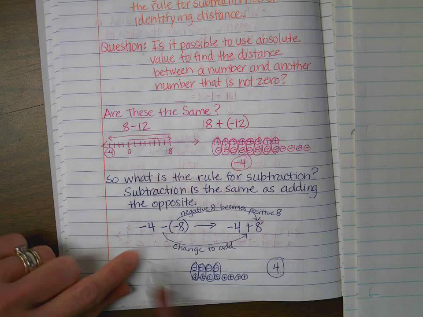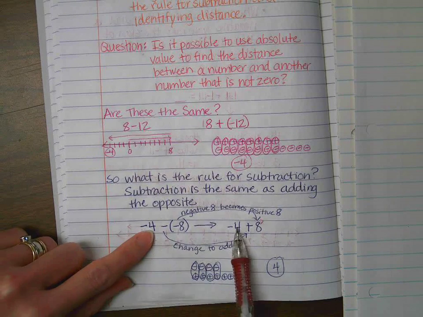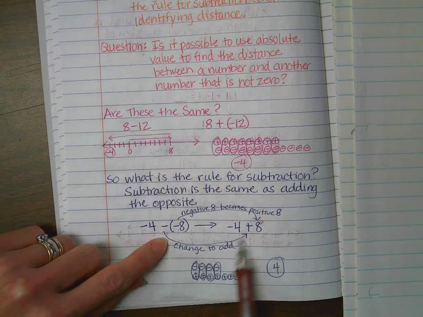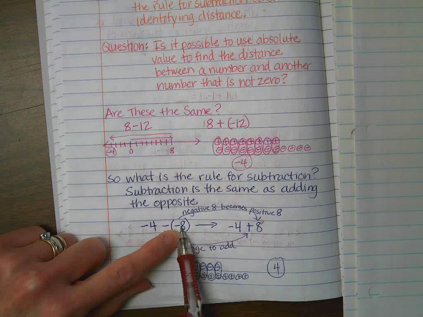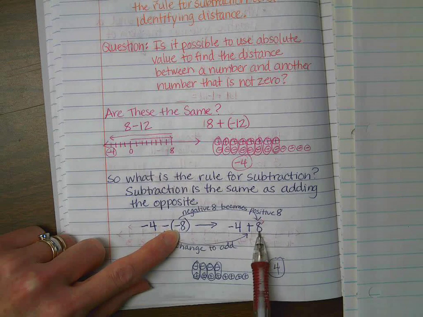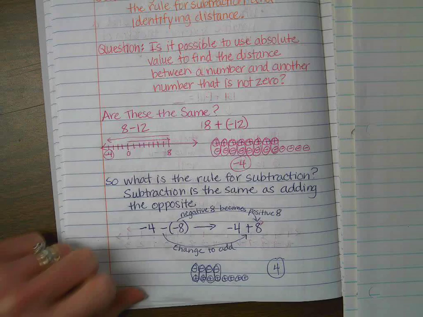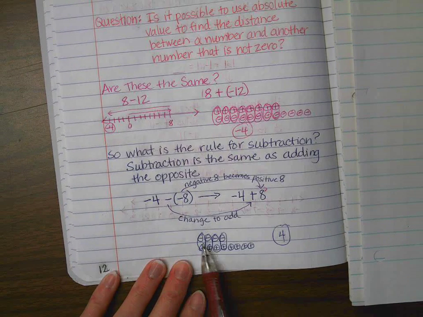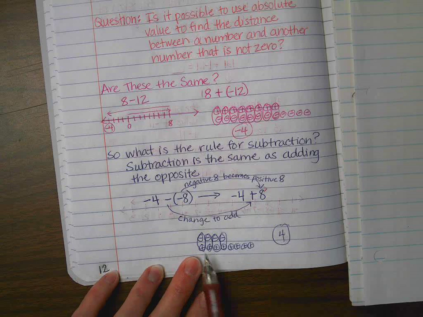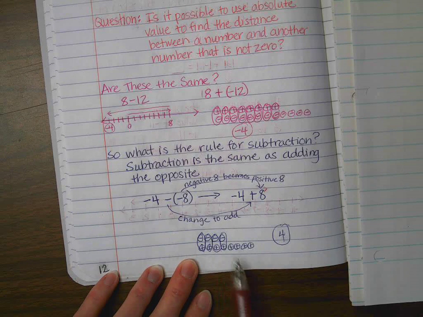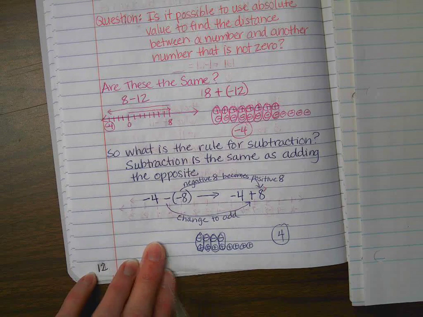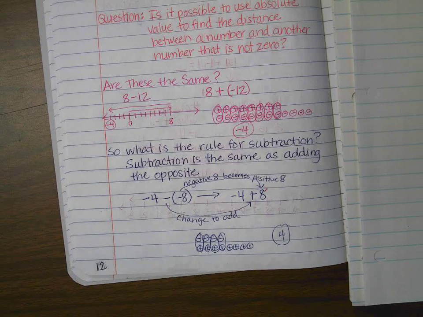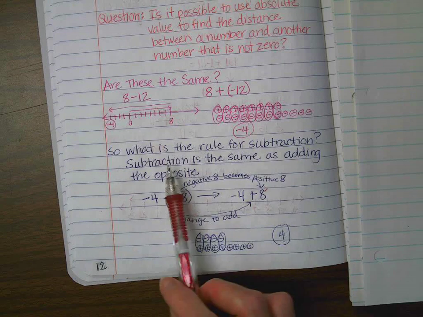What is the opposite of -8? 8. So again, -4, change subtract to add. -8 becomes a +8 because you're adding the opposite. Okay? And then we check it with the chip model. We have 4 negatives, 1, 2, 3, 4. We're adding 8 to it, 1, 2, 3, 4, 5, 6, 7, 8. Create our zero pairs, boom, boom, boom, boom, boom. What are we left with? 4. If you did a number line on there, you would probably come up with the same thing.